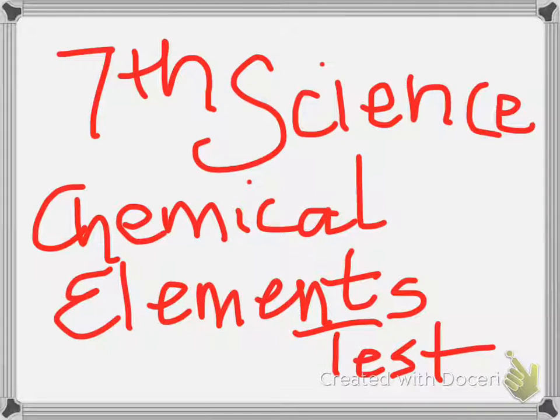Number 21. The 3 smaller components that make up atoms are neutrons, protons, ions, neutrons, electrons, and protons, protons, ions, and electrons, electrons, neutrons, and ions.